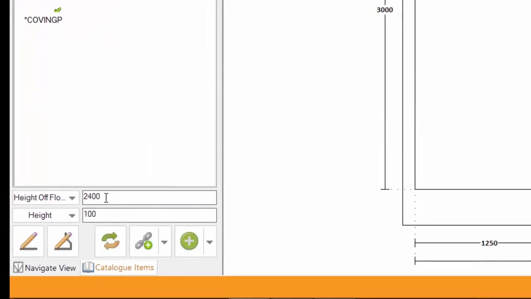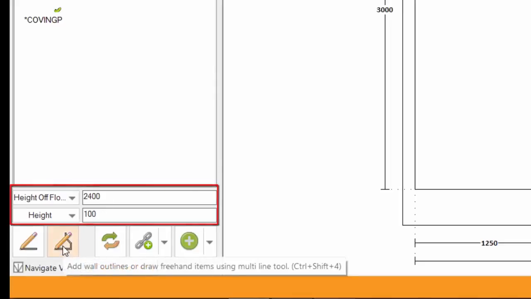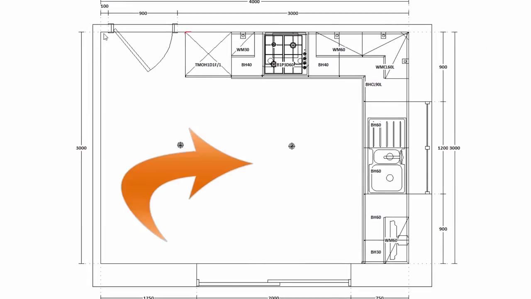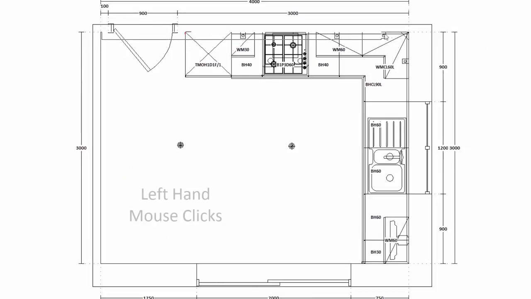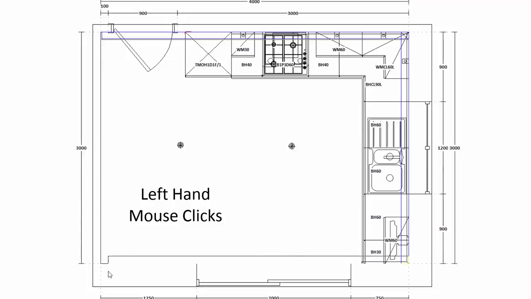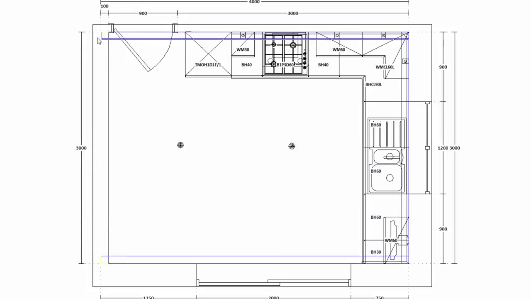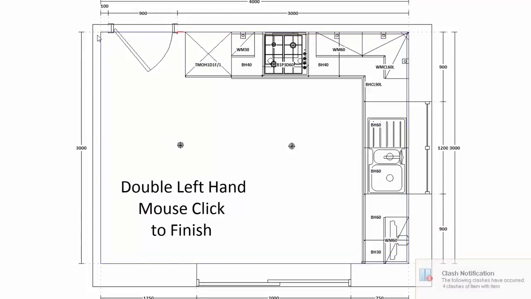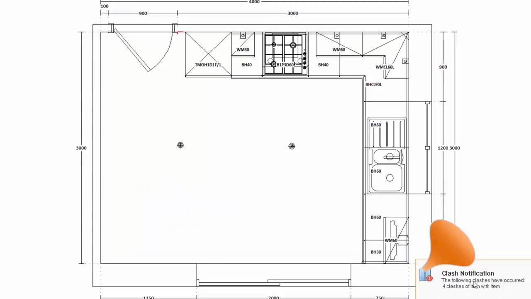I'm allowed to change the values of how high it is off the floor or the height of the coving. But this time I'm going to use the multi-wall drawing tool, and I'm going to start, and remember to go round clockwise. And here I go. I hit the wall, click once, click a second time, click the third time, and up the wall. And when the two join, if you simply double click, they will join together. You will get a clash notification going on, and we can acknowledge that to turn it off.